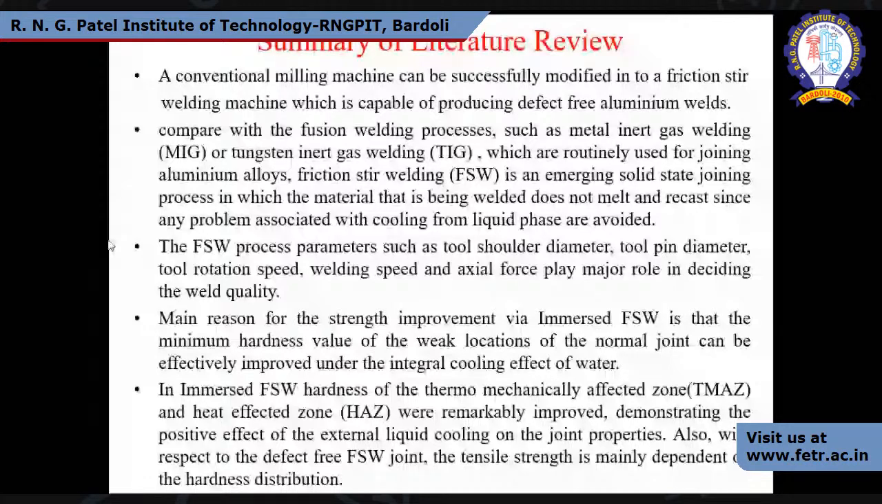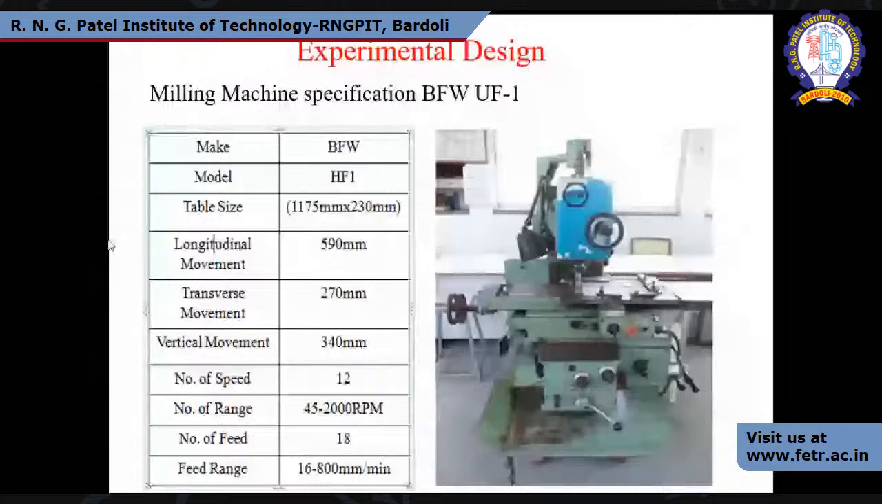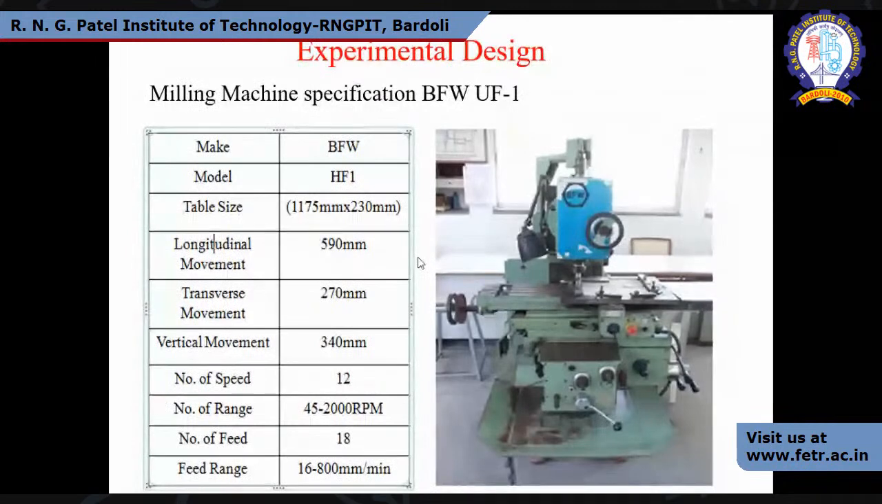Now, what I did for a particular experiment: I used a BFW company milling machine, model name UF1, which is currently also available in Nirma University. On that I tried to modify this milling machine into a friction stir welding machine. For that, what modifications are needed to turn a particular machine into a friction stir welding machine? I need to prepare a clamping device.